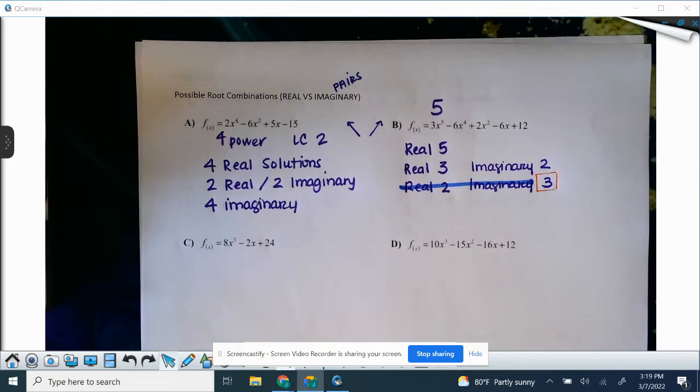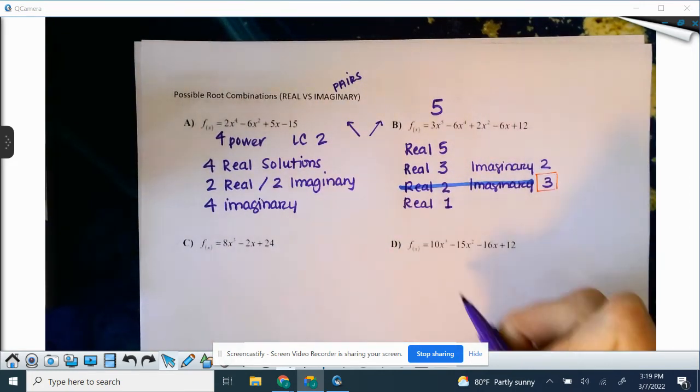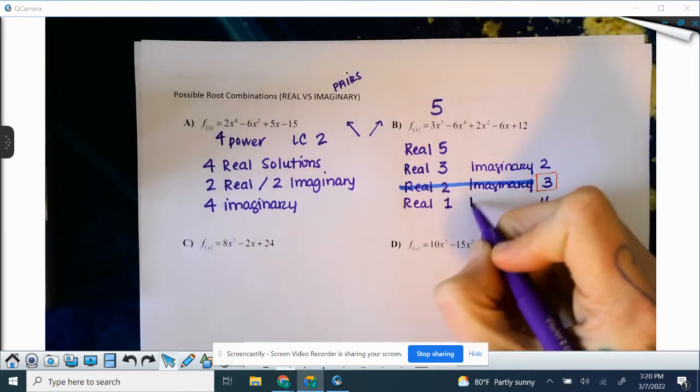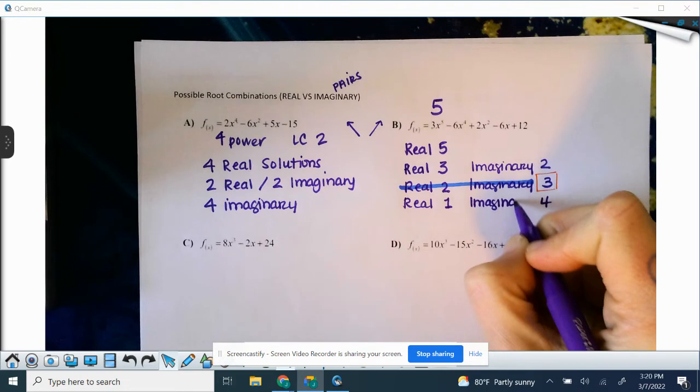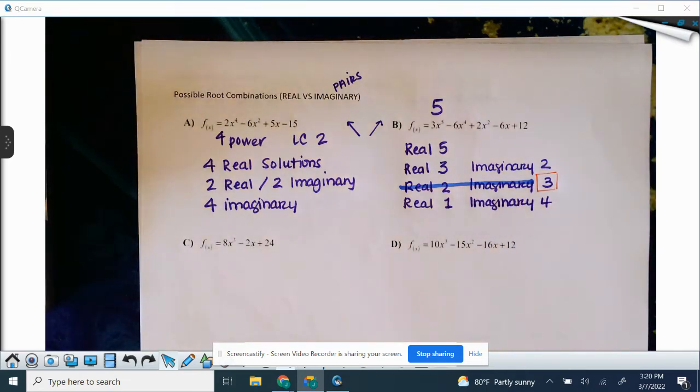So if I go down to 1 real, because that's the next number, how many does that leave left over? 4. Is that an even number? Yes. Then you're good there. So I can have 4 imaginary. Real can be odd. They travel by themselves. Imaginary always travels with a partner. Yep, real can be odd and even. Imaginary has to be even.